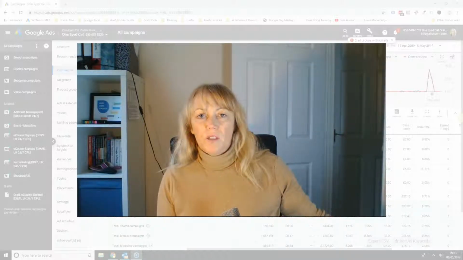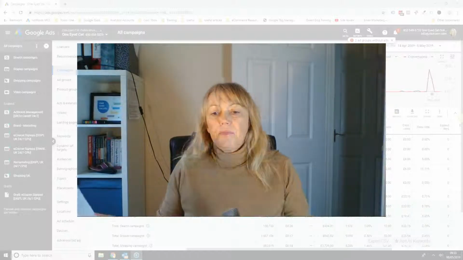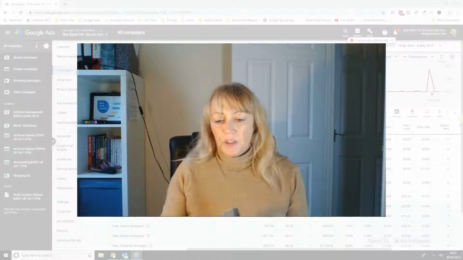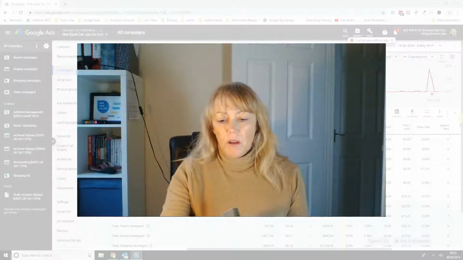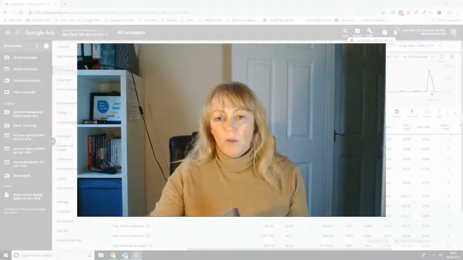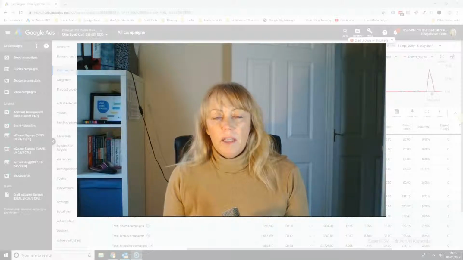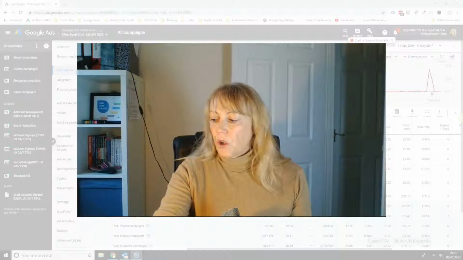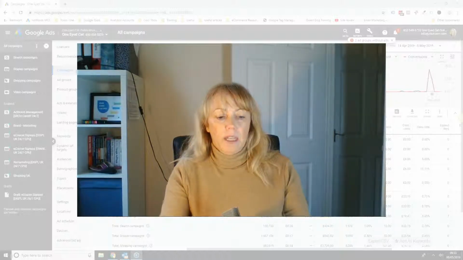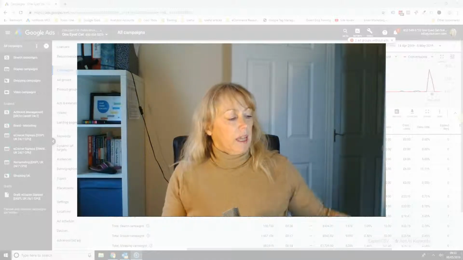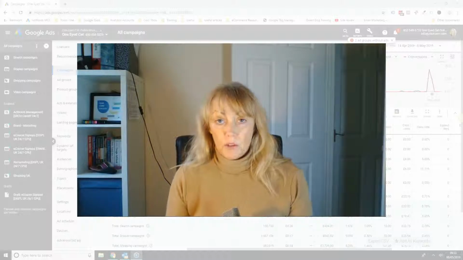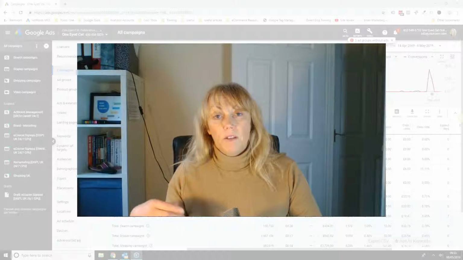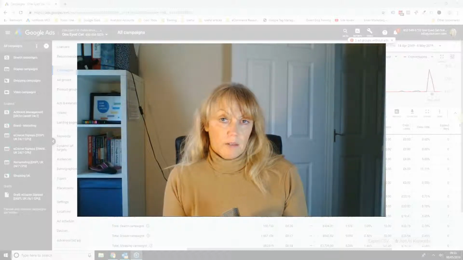Ads checklist for e-commerce. Today we're up to checklist item number 37, and today we're asking whether you are making regular bid adjustments based on performance by time. So it is very likely, and it is the case, that at certain times of day and on certain days of the week, you are going to see different performance in your Google Ads account.